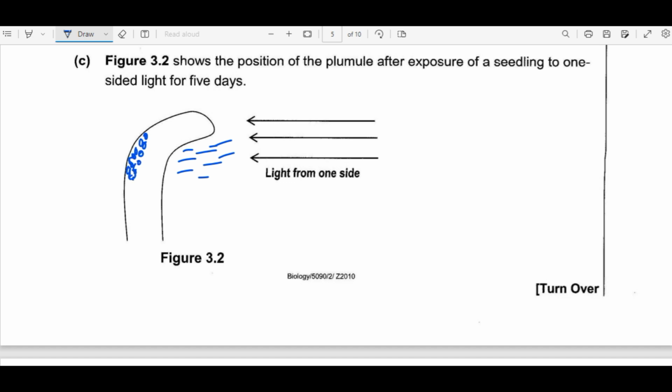So the auxins move to the dark region, and whenever they move to this region, they will cause the cells at this region to undergo elongation. And we know that elongation has to do with the growth of cells.